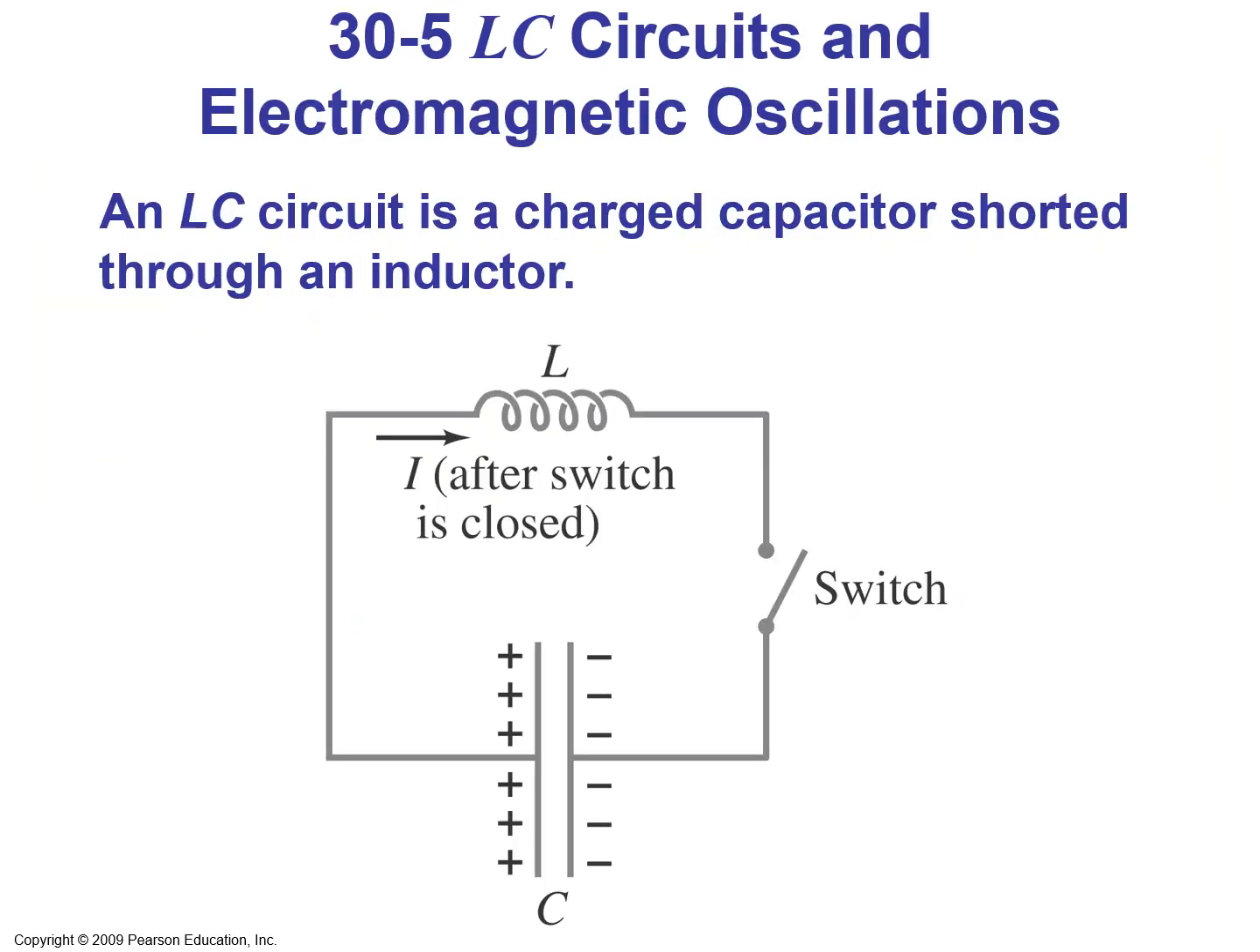Section 5. LC circuits and electromagnetic oscillations. An LC circuit is a charged capacitor shorted through an inductor. A charged capacitor with capacitance C is shorted with an inductor. After the switch is closed, current I will flow through the inductance from the charged capacitor.